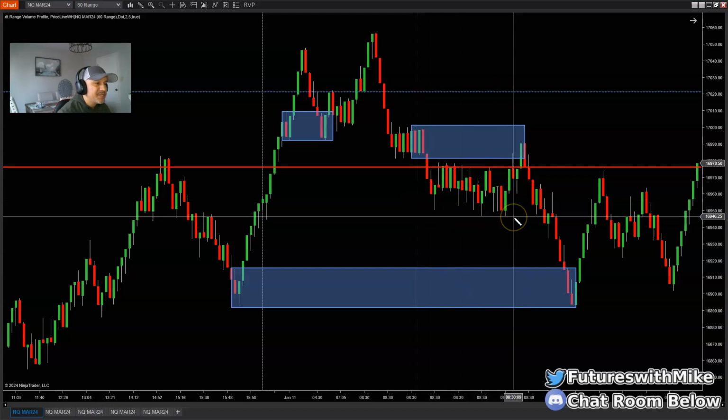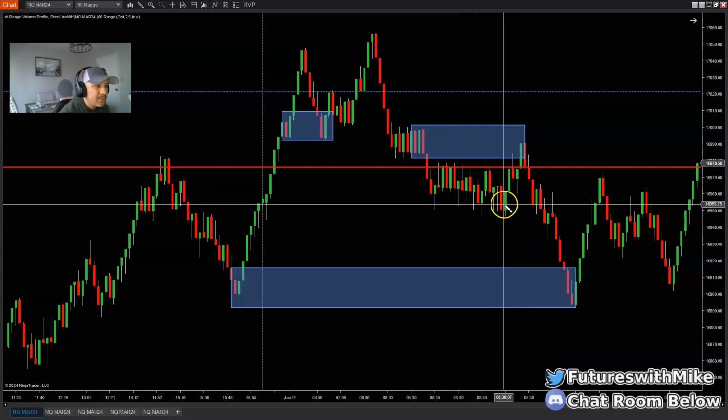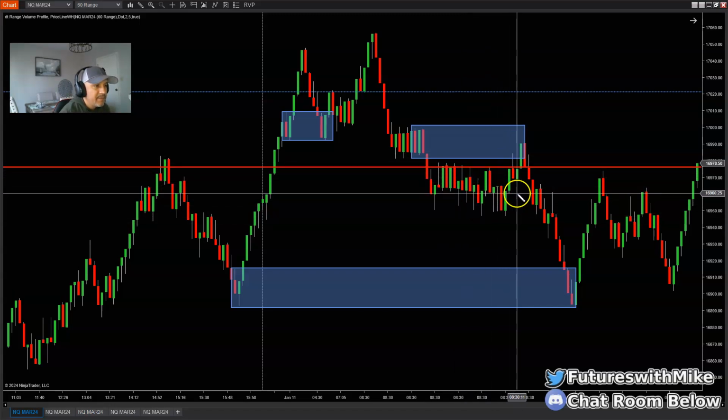Now maybe ask yourself this question: how did you know that was going to break this area right here? Well, look what happened when it started pushing higher. Pushed up, pulled back, filled the imbalance, pushed up.